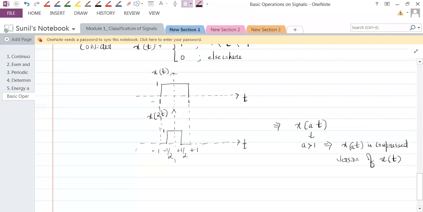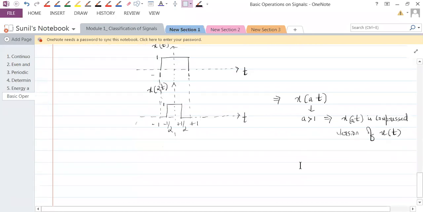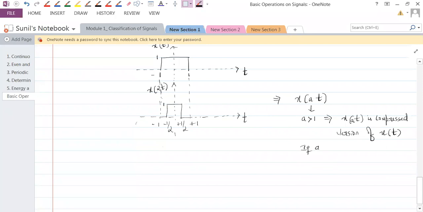If a is greater than 1, then x of at is a compressed version of x of t. So if a is 2, it is getting compressed by a factor of 2. Okay, if a is equal to 2, x of t is compressed by a factor of 2. So this is what one needs to understand.